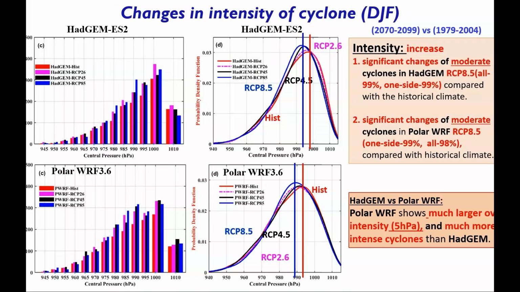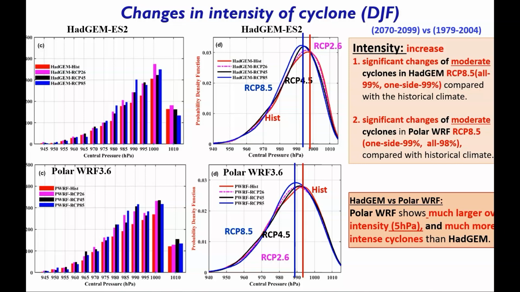How about the changes in intensity of Arctic winter cyclones? The left columns show the histograms of the minimum central pressure in Arctic cyclone tracks, and the right column shows the estimated probability distribution functions of the minimum central pressure. The histograms show an increasing occurrence of intense cyclones in the 3 RCP scenarios compared with the current climate in both model simulations.